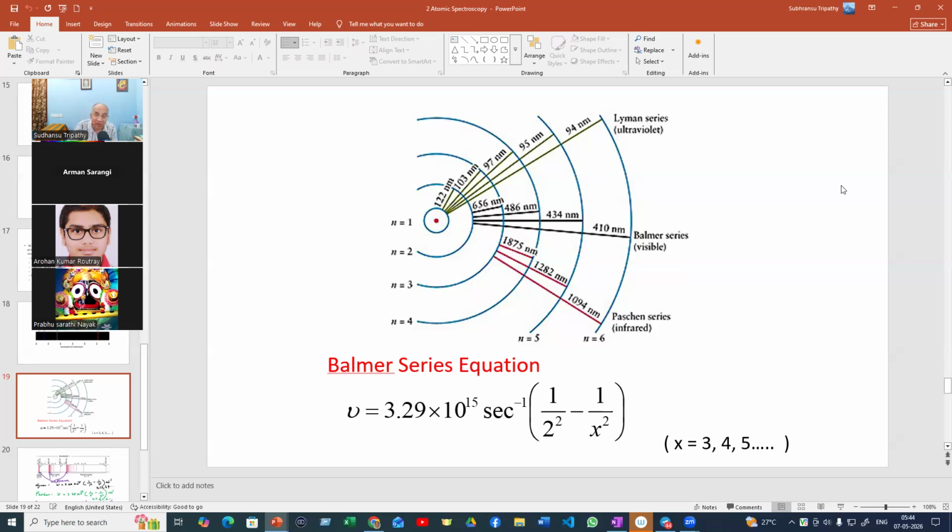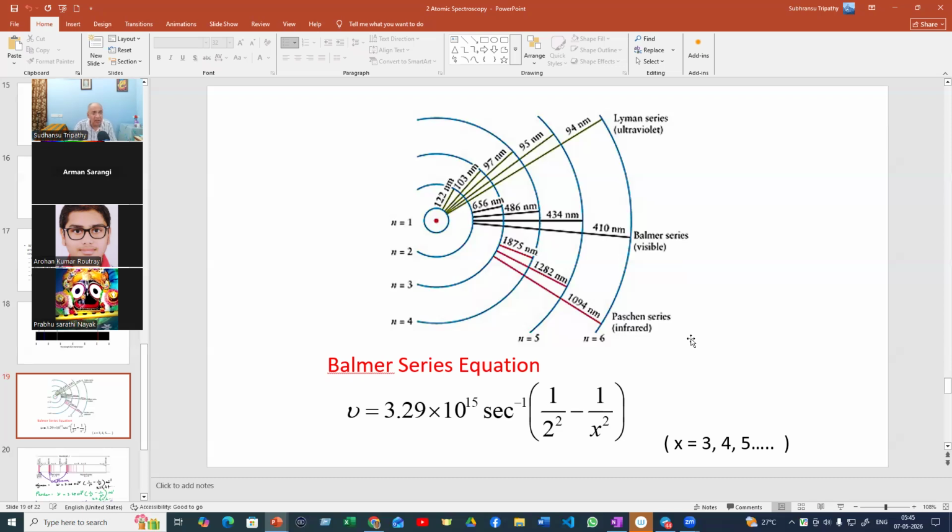And then after some years, Paschen found in a higher region a similar pattern, but in a higher region. That means culminating in 3, 4 to 3, 5 to 3, 6 to 3, 7 to 3. This is called the Paschen series in the infrared region.